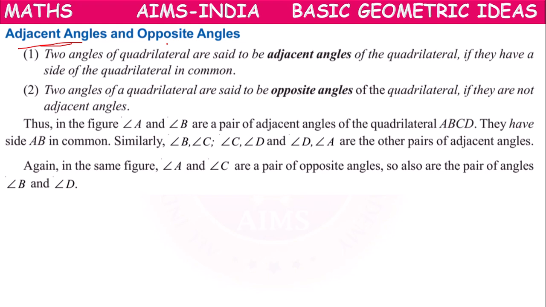Next one, adjacent angles, opposite angles. The two angles of quadrilateral are said to be adjacent angles if they have a side of the quadrilateral in common.